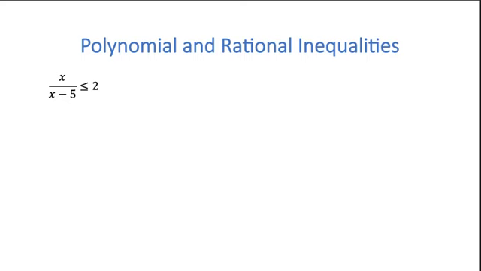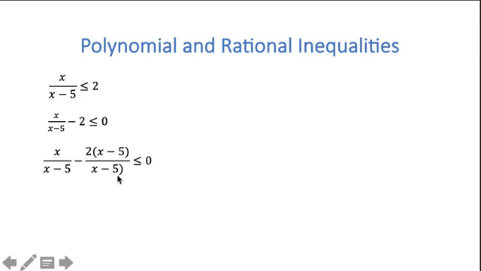Okay, let's look at our last example. Now, this is not a function, but an inequality, straight off the bat. So we want to know when the rational expression x over x minus 5 is less than or equal to 2. Well, we're going to have to set that inequality to have 0 on the right-hand side. So we're going to subtract 2 from both sides of the inequality. And then I have to find a common denominator. So the common denominator is x minus 5.